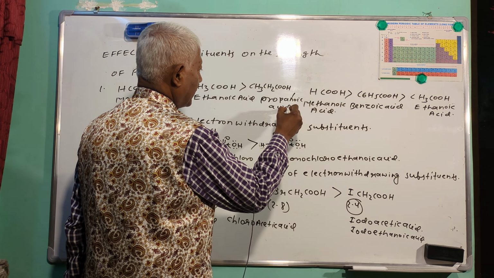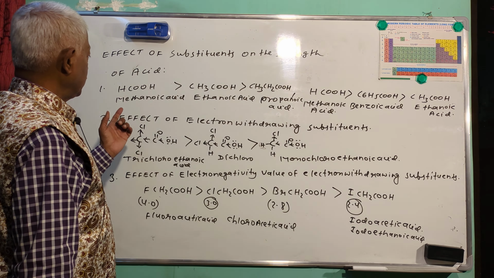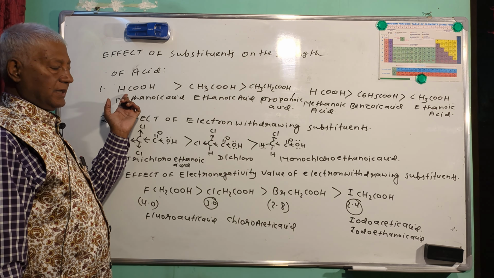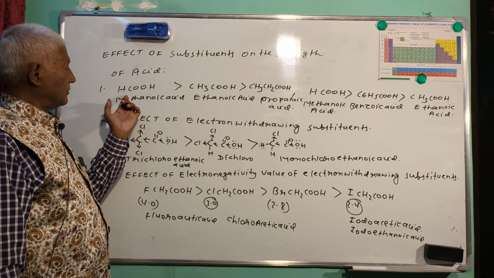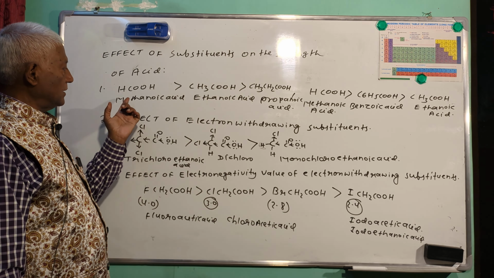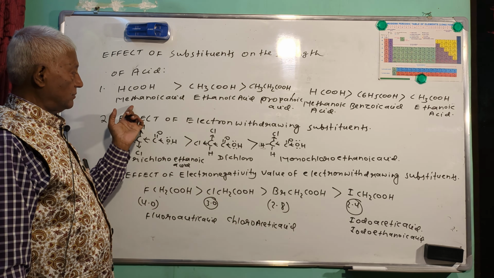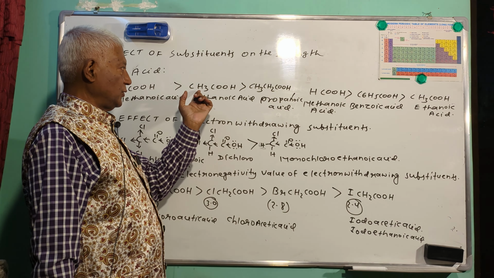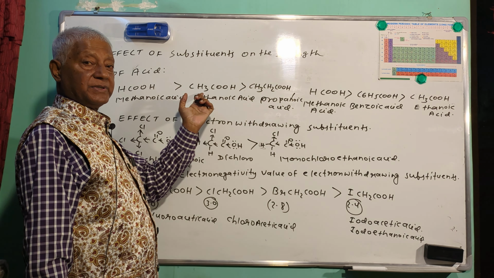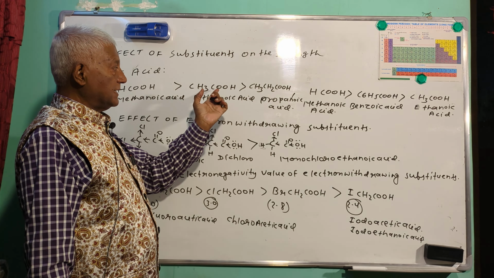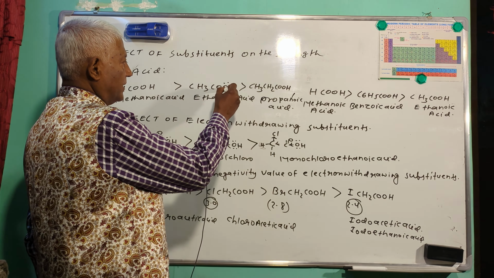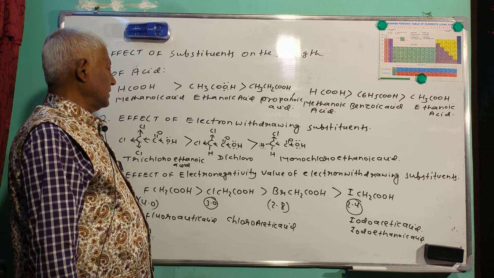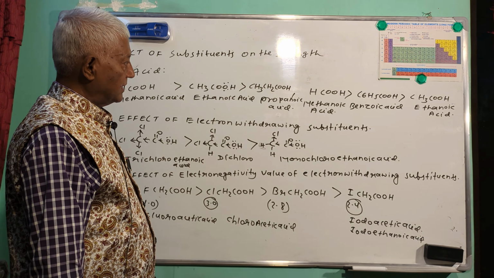Propanoic acid. In this case, there is no electron donating group, or electron pumping group, over here. That is more with respect to ethanoic. In ethanoic acid, the methyl group is an electron donating group. It increases the electron density over here, so it is less acidic with respect to methanoic acid.